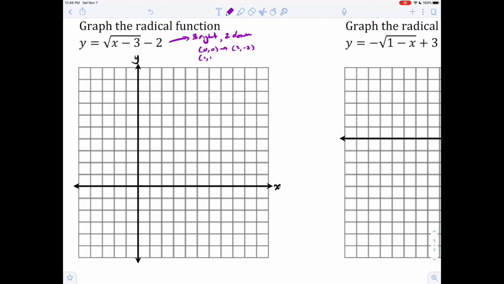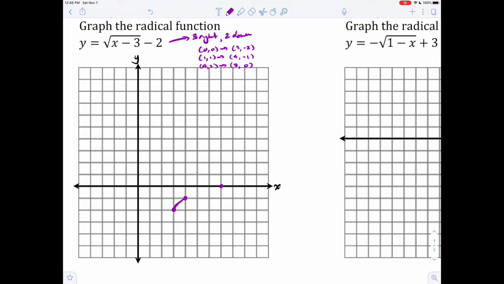The point (1, 1) would go 3 to the right and 2 down. The point (4, 2) would go 3 to the right and 2 down. And we can do this for any point that exists on the original function. So 3 to the right and 2 down is there. (1, 1) becomes (4, -1). (4, 2) becomes (7, 0): 4, 5, 6, 7, 0. And then we play connect the dots.